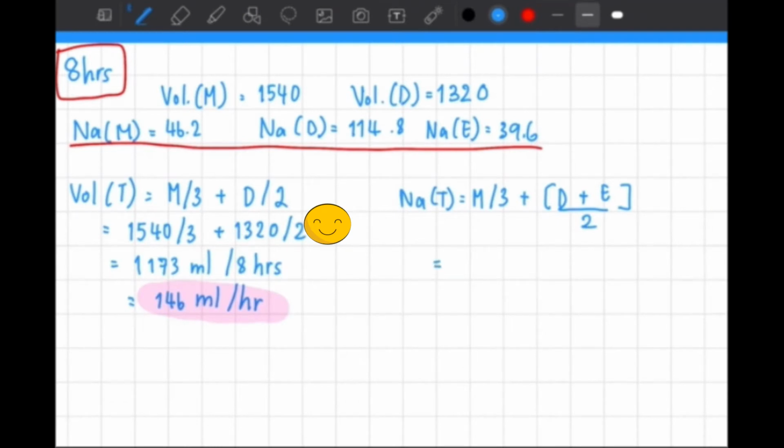So what we would get is 46.2 divided by 3 plus 114.8 plus the excess, which is 39.6.